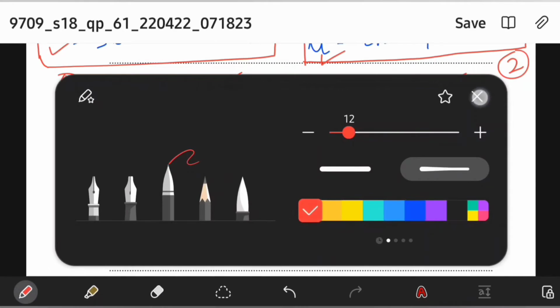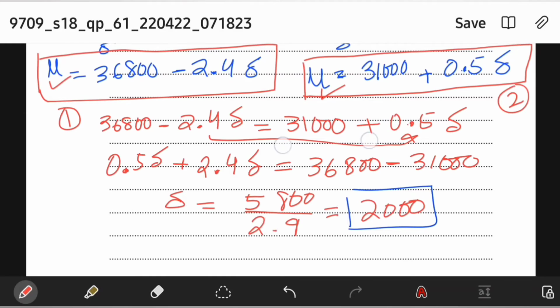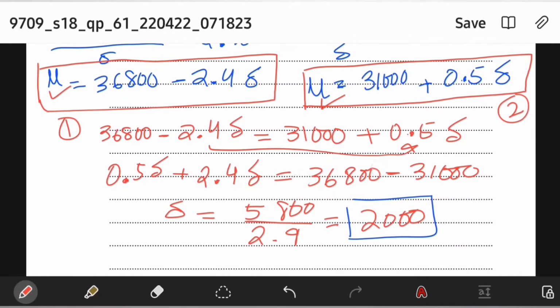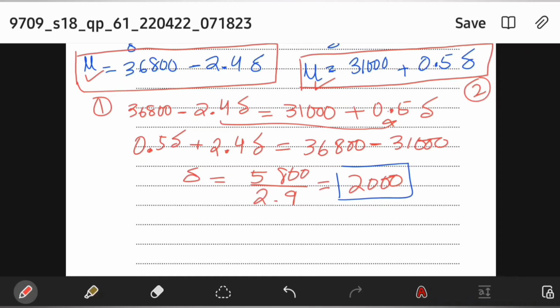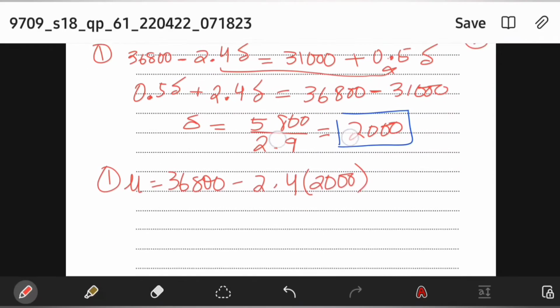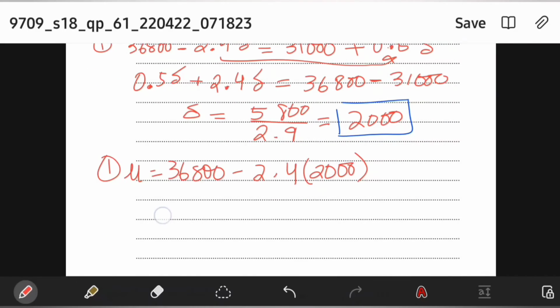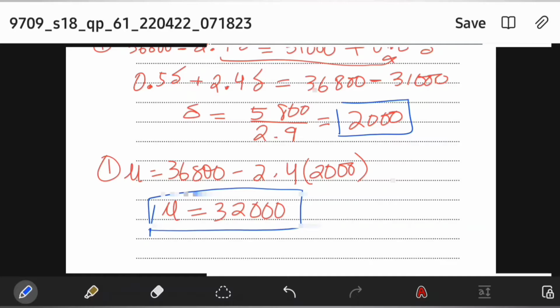Now we have to find out the mean. Use any of the equation and substitute the value of standard deviation to find out mean. So let's just take the first equation, 36,800 minus 2.4 into 2,000. And this would give us an answer of 32,000. And these are the values of mean and standard deviation.